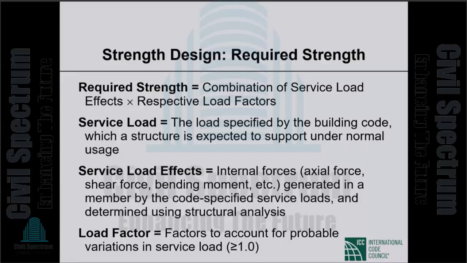Okay, so at a particular section, the factored dead load effects are 50 foot-kips. The factored live load effects are 20 foot-kips, and the factored wind load effects are 25 foot-kips. So we have required strength of 50 plus 20, 70, plus 25, 95 foot-kips. That is our required strength. We have to provide design strength in excess of that or at least equal to that. That is strength design. Okay.